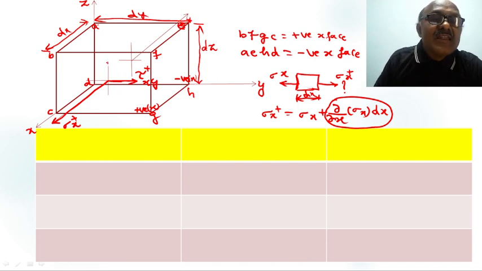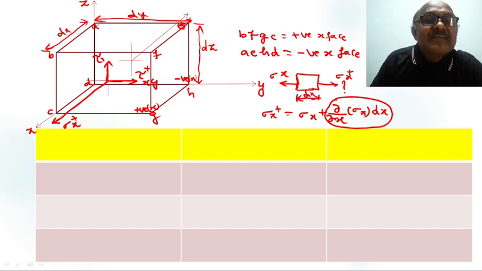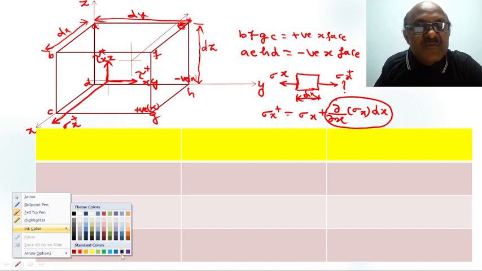Similarly, there is a stress here. This stress is parallel to this phase, and when stress is parallel to the phase, it is called a shear stress. It is in the x plane but in the z direction, and since it is on the positive x axis, it is positive. Excellent, my dear students. Now I will use a different color for the negative x phase.